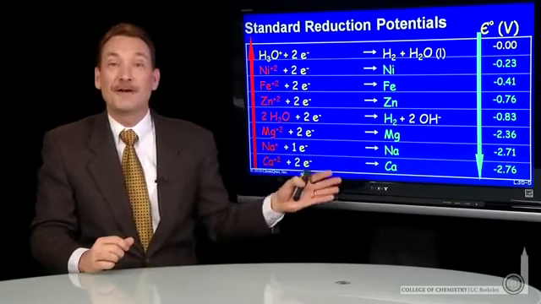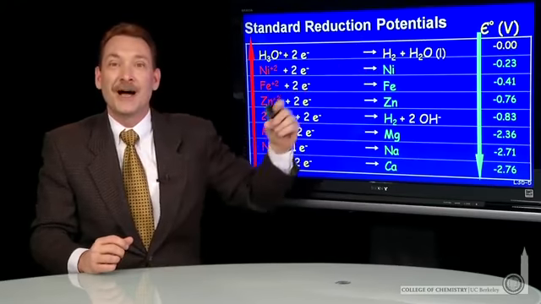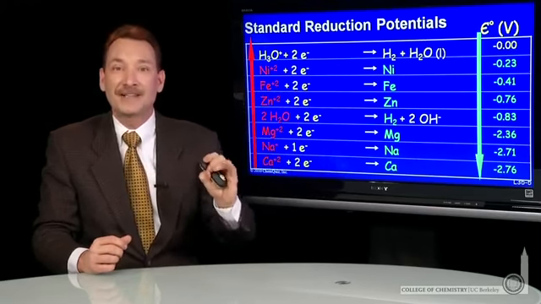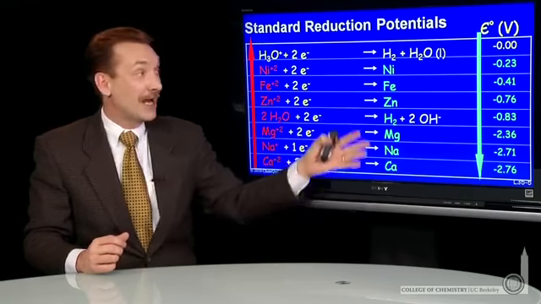So our table of standard reduction potentials allows us to compare relative oxidation and reduction strengths among the compounds on the table.